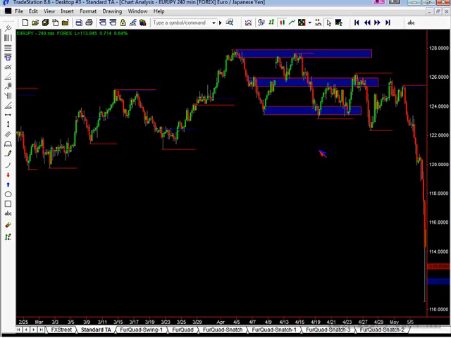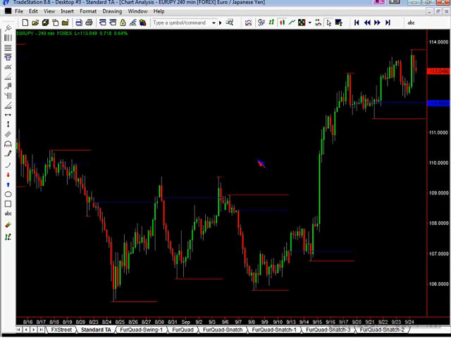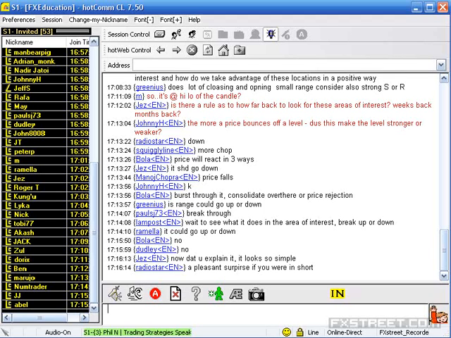Let's take a look at history repeating itself. History repeats itself over and over again. Yeah, a very pleasant surprise if you're short. But it's just a very simple exercise.